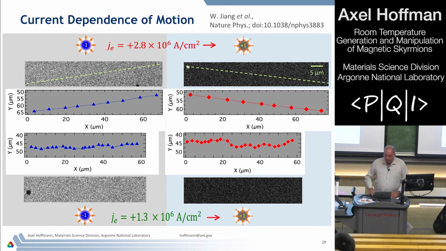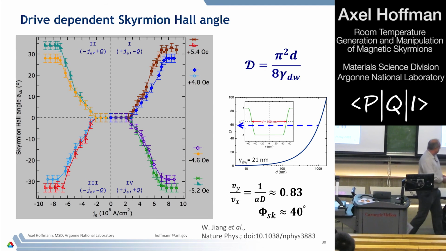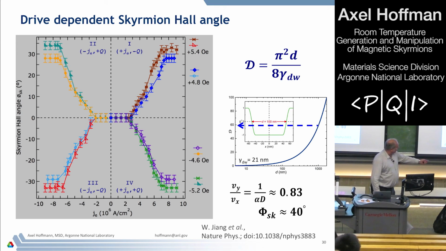Now we can look at this in more detail and look at how the angle of the direction of motion depends on the current. So this is the current density applied here, and this is the Skyrmion Hall angle. This is now for positive currents, positive fields, which gives rise to negative charges. And you see that for a wide range of currents, there's no deflection whatsoever. But then at some point, a finite Skyrmion Hall angle develops, and it saturates at high enough currents.